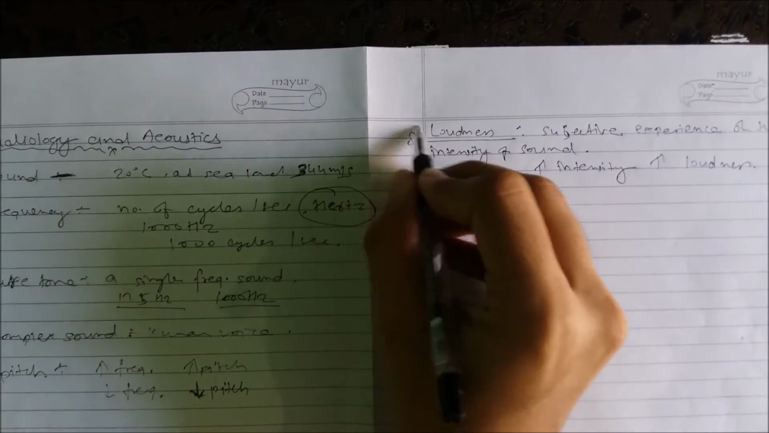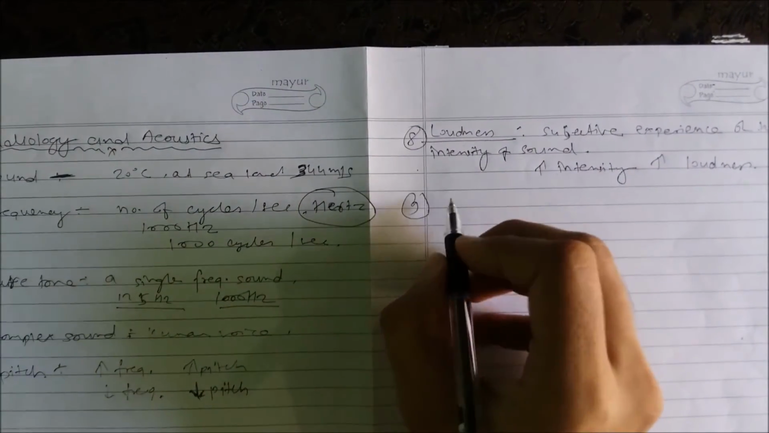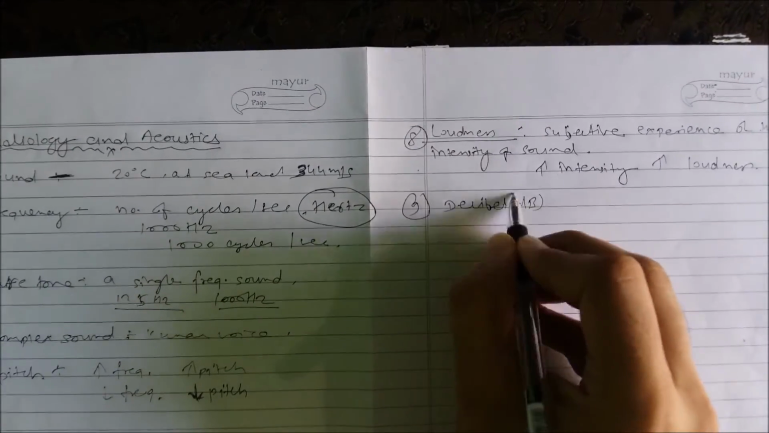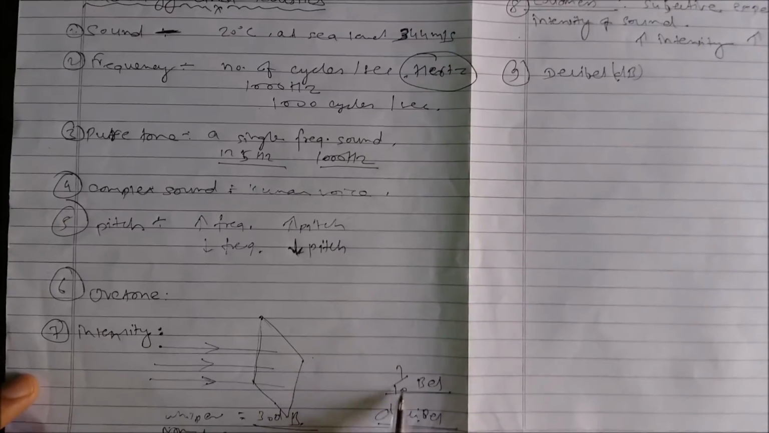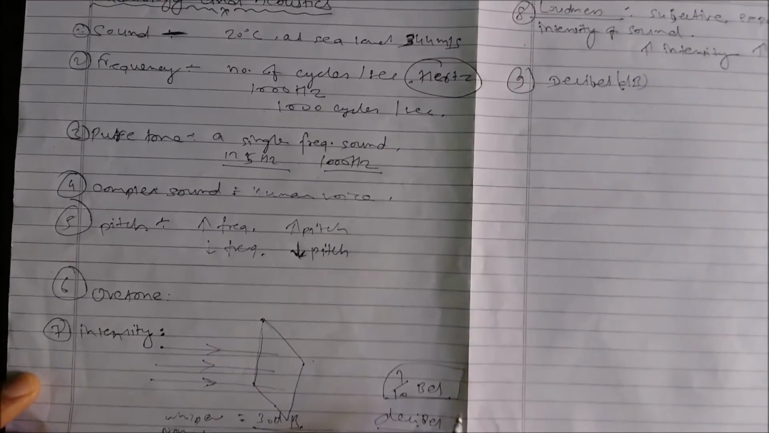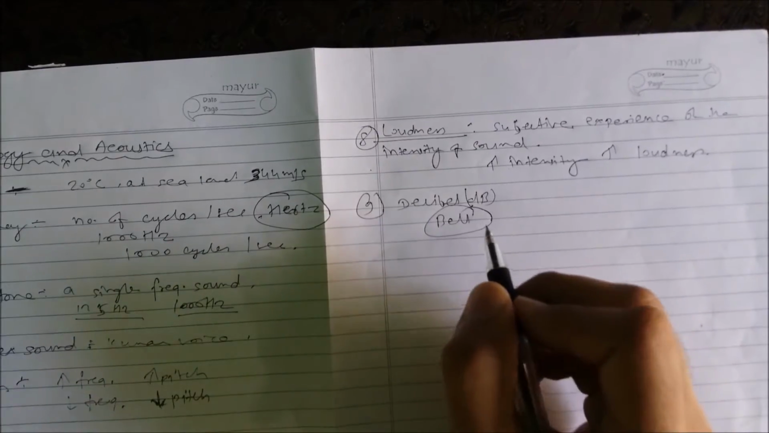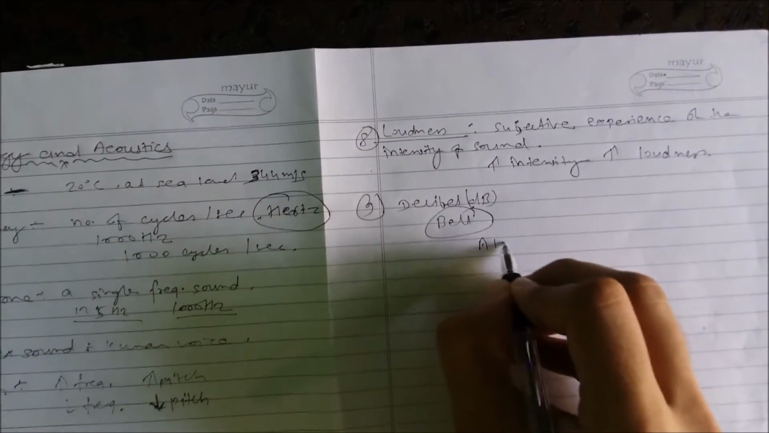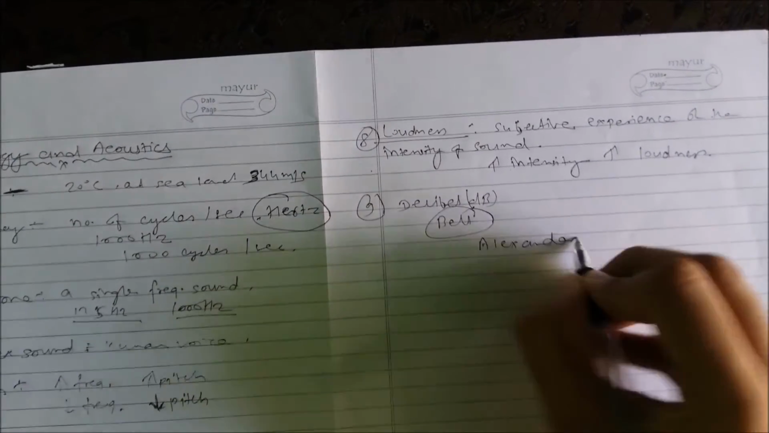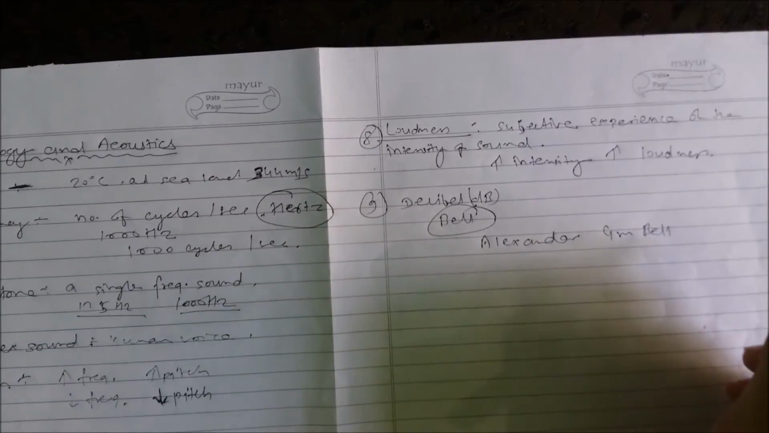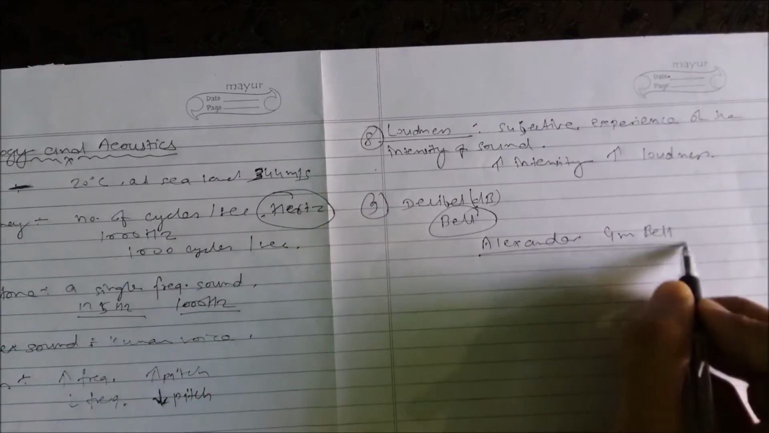Now, point number 9, that is decibel, dB. As I already told you, this is 1/10 of the bel, and this bel is named after our great scientist Alexander Graham Bell. Alexander Graham Bell is the inventor of the telephone.